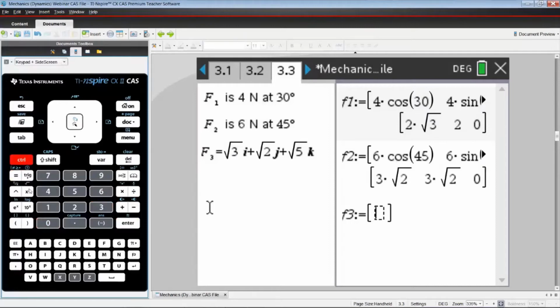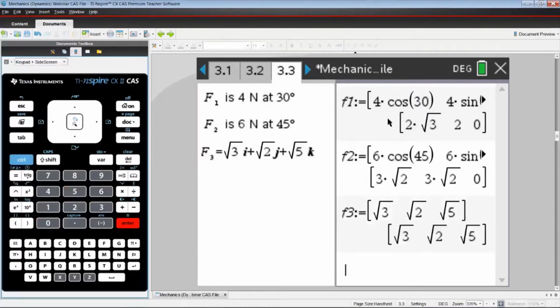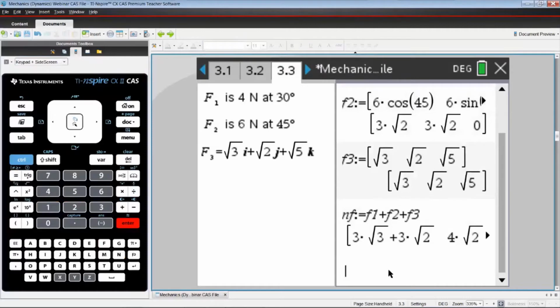So that is square root 3, comma, square root 2, comma, square root of 5. So we now have vectors F1, F2, and F3 all defined. The net force is defined as the sum of these three. So I simply have to do, I can call it NF for net force, and I'll define that as F1 plus F2 plus F3. And now what we have is the entire net force written in exact form.